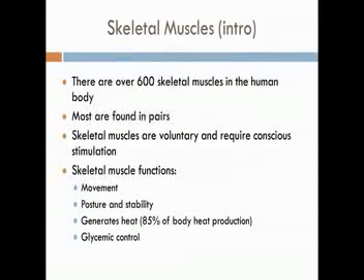Skeletal muscles are voluntary and require conscious stimulation. Therefore, most skeletal muscle is not autonomic. Skeletal muscles' functions are movement, posture, and stability. Generate heat. In fact, 85% of the body's heat production comes out of skeletal muscle. And glycemic control.